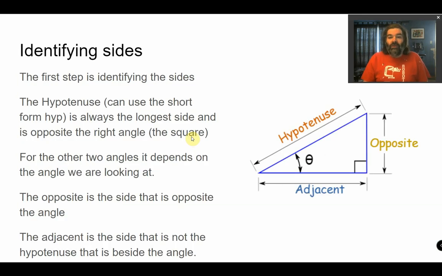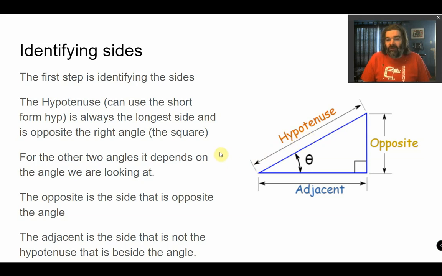So the first thing we need to do is make sure we're all talking the same terms. The hypotenuse is always the longest side, and it's always the side opposite the right angle. So look for where the square is. The side opposite that is always your hypotenuse. By the way, we don't like using full words in math, so feel free to just write hyp, H-Y-P.